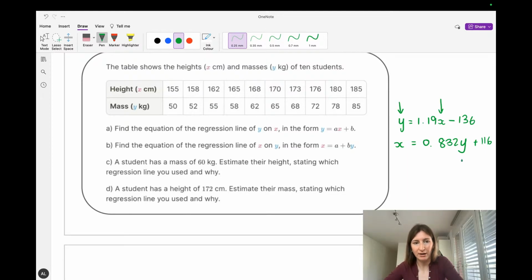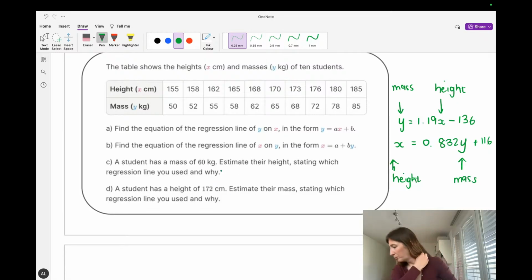For this one, then I can do it. If I want to know height from mass. So here I can put in my mass. I can put in mass and I can get out height. It usually doesn't work that way around. So that's why our x on y is helpful. So here I can put in height, because that was my x, and I can get out mass. So this will be very useful, and I recommend setting it up like this with your variables, so you know in the questions which one you're going to put in.